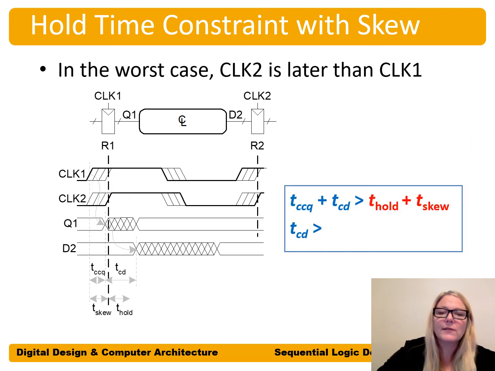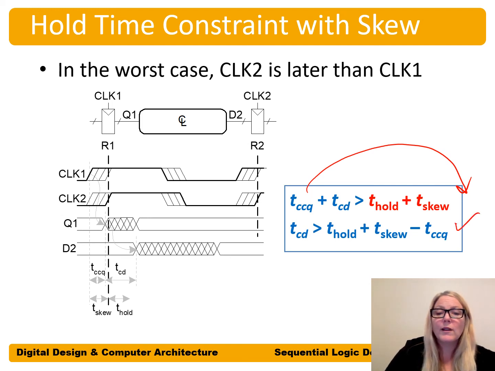And we can write it in terms of just our contamination delay again by bringing TC-CQ to the other side. And we get this equation that determines the minimum value of TCD. The contamination delay of this combinational logic has to be greater than T-hold plus T-skew minus TC-CQ. But again, deriving it, we would use this equation.